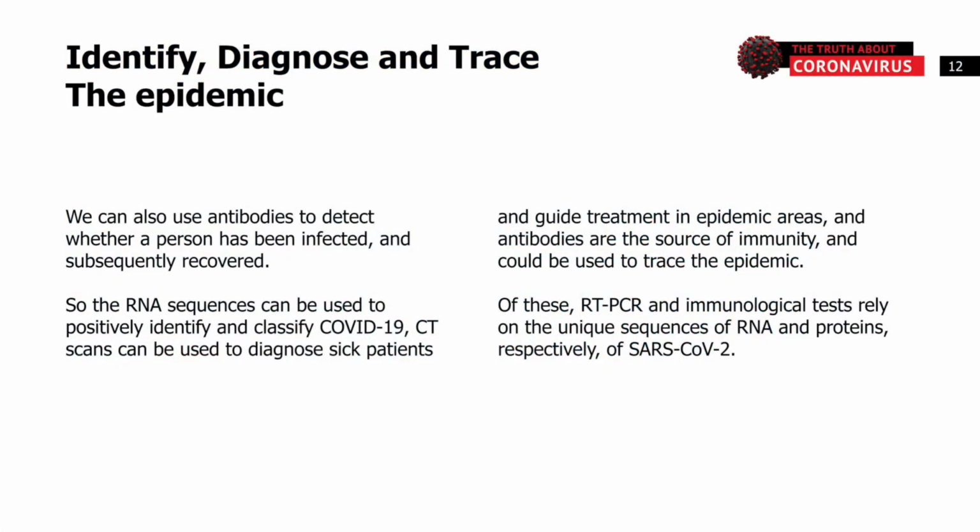We can also use antibodies to detect whether a person has been infected and subsequently recovered. So the RNA sequences can be used to positively identify and classify COVID-19. CT scans can be used to diagnose sick patients and guide treatment in epidemic areas. And antibodies are the source of your immunity and could be used to trace the epidemic. Of these, RT-PCR and immunological tests rely on the unique sequences of RNA and proteins, respectively, of COVID-19.